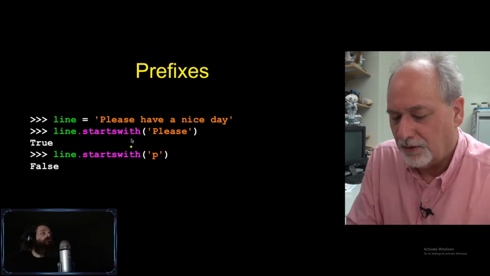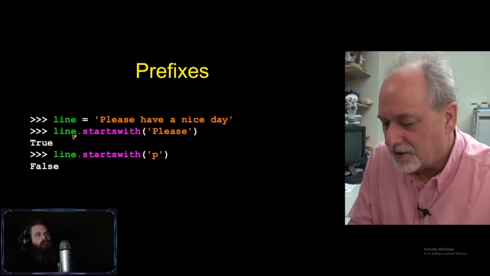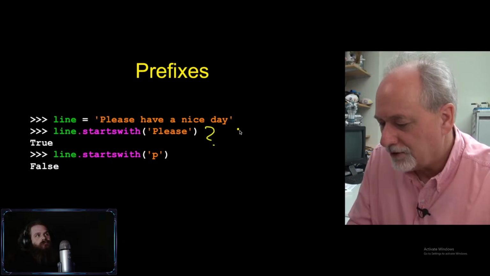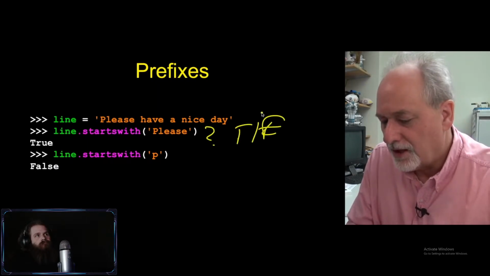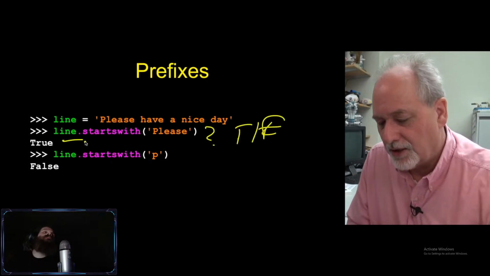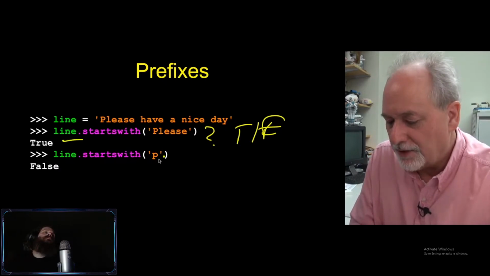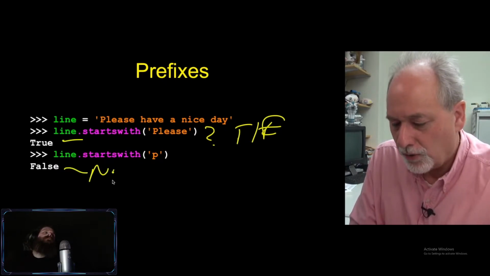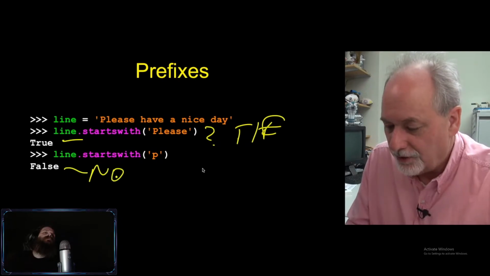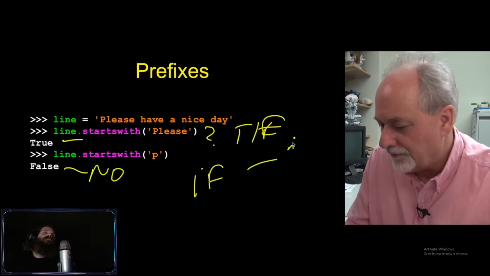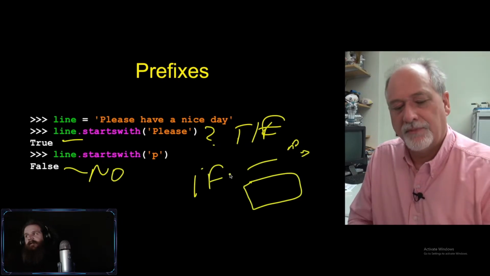And so line dot startswith is a question that's going to return a true or a false. Does this line start with please? And the answer is true, it does start with please. Does this line start with a lowercase p? No, it does not. And so again, you use this in the context of if something, colon, some block of text. I get that. It's a block of code.